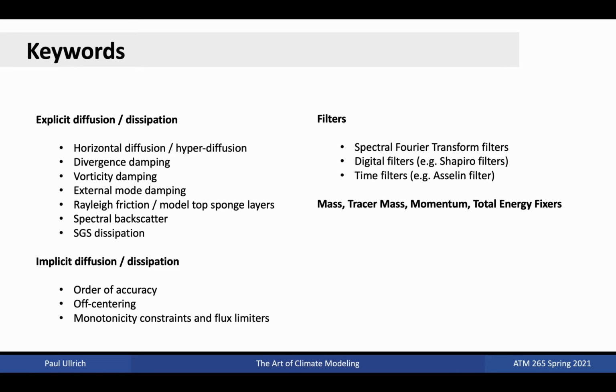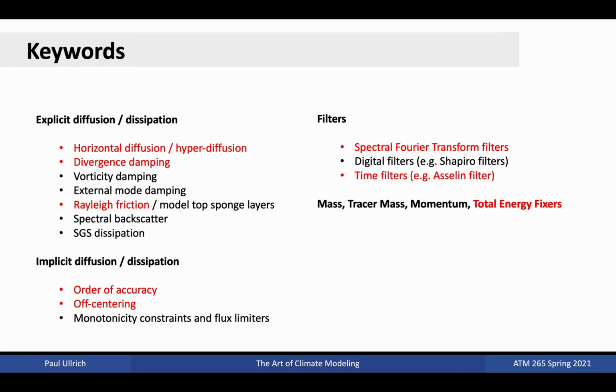When it comes to fixers, which are designed to restore global conservation properties that might have been violated by some other techniques discussed here, you might hear mass fixer, tracer mass fixer, momentum fixer, or energy fixer. In this lecture, we'll only be touching on the terms highlighted in red on this slide. We'll touch on horizontal diffusion, divergence damping, Rayleigh friction, order of accuracy, off-centering, spectral Fourier transform filters, time filters, and total energy fixers.